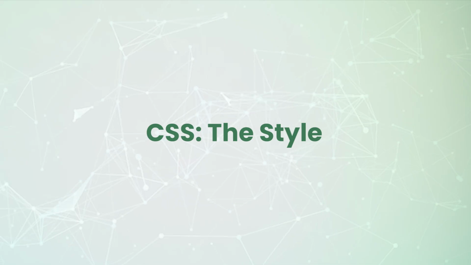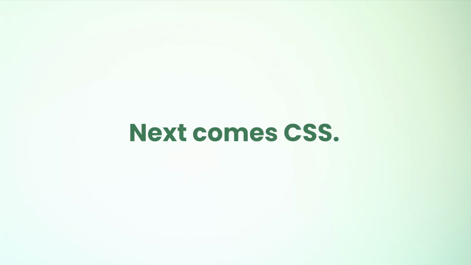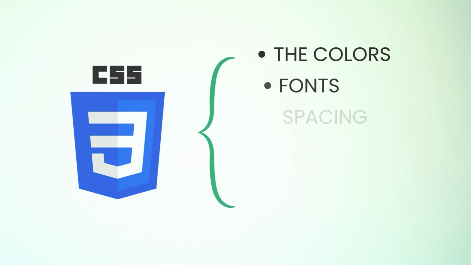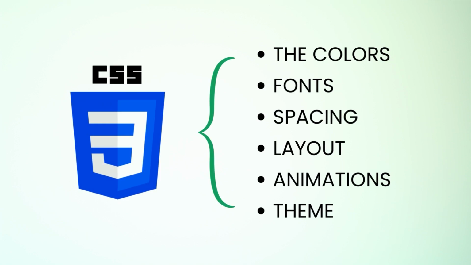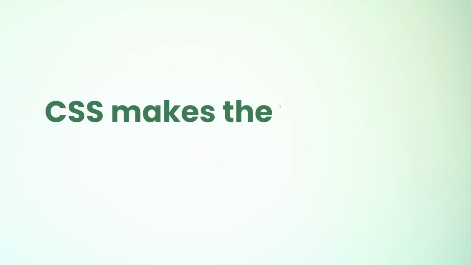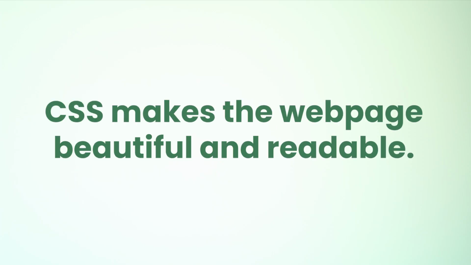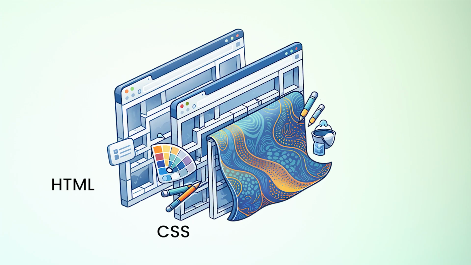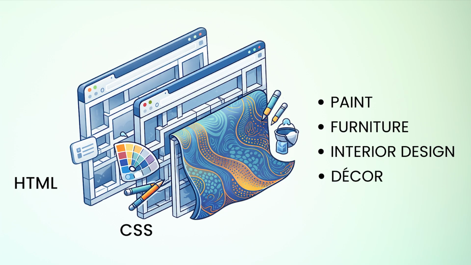CSS, the style. Next comes CSS. CSS controls the design, the colors, fonts, spacing, layout, animations, theme. CSS makes the web page beautiful and readable. If HTML is the structure, CSS is the paint, furniture, interior design, and decor.